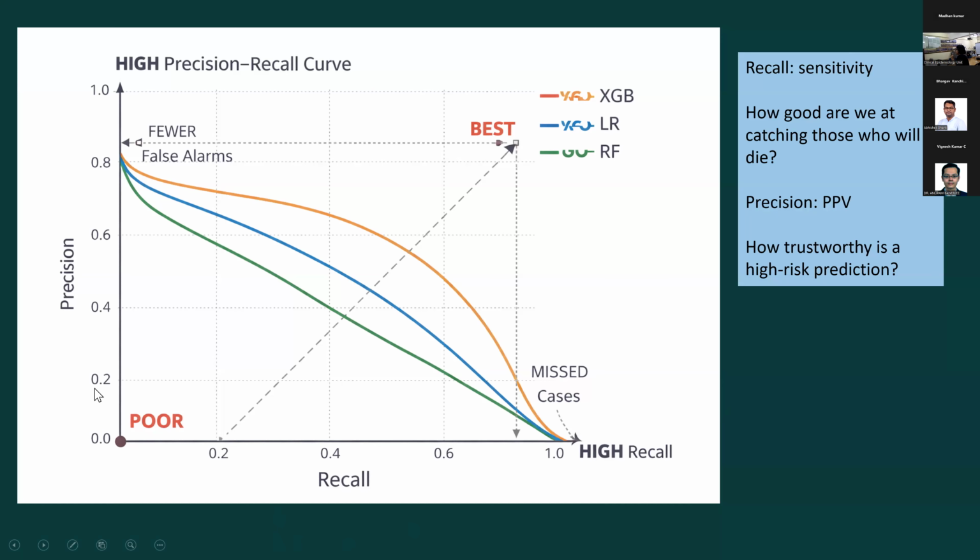Precision mainly is your positive predictive value. How trustworthy is your high-risk prediction? So a good precision recall curve is close to the upper right corner. Among these three, the one with the better precision recall would be the orange one.